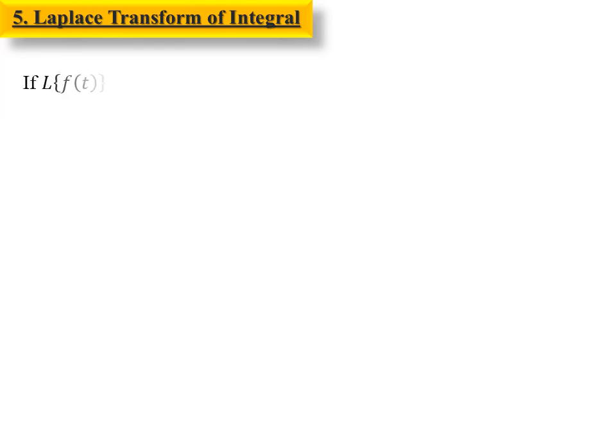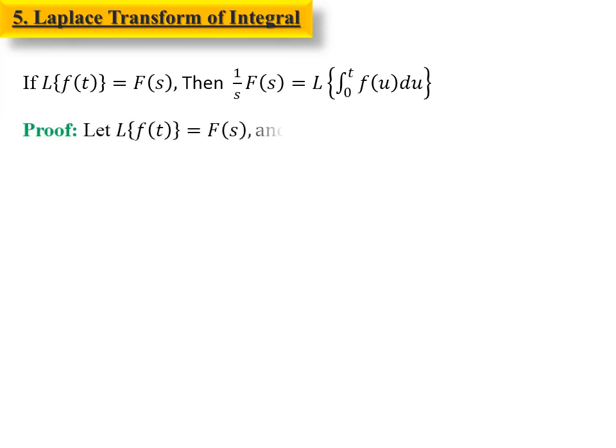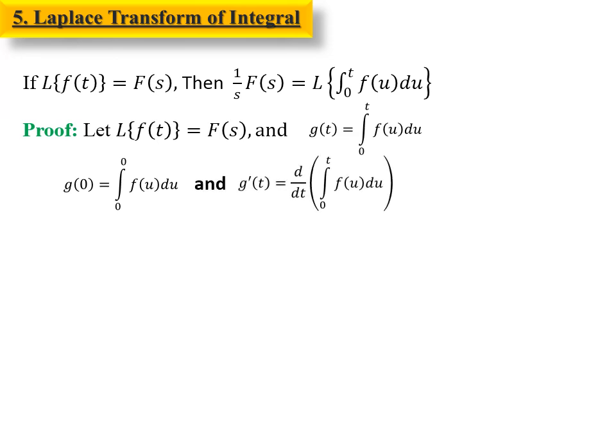Now come to the next, the Laplace transform of integral. So if Laplace of f(t) is F(s), then we have to show that 1 upon s F(s) is Laplace of integration from 0 to t f(u) du. So we start with the concept Laplace of f(t) is F(s) and g(t) defines integral 0 to t f(u) du. In that case, g(0) will be 0, we have to put the t value t equals 0, so it is integration 0 to 0 f(u) du, and g'(t) will be the derivative of integral 0 to t f(u) du. So this is going to be f(t).